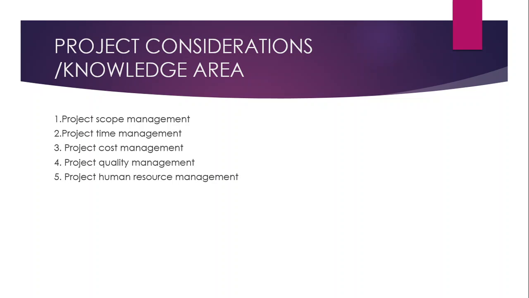Number five, we have project human resources management. This one is concerned with making effective use of the people involved with the project. When you are running a project, you should make sure that you get the right team on board. If it's an IT project, for instance, to develop an application, you need to make sure that you get the right developers. You need a system analyst. You might also need a graphic designer and all that. So you need to make sure that you are able to bring the right crew or the right people aboard.